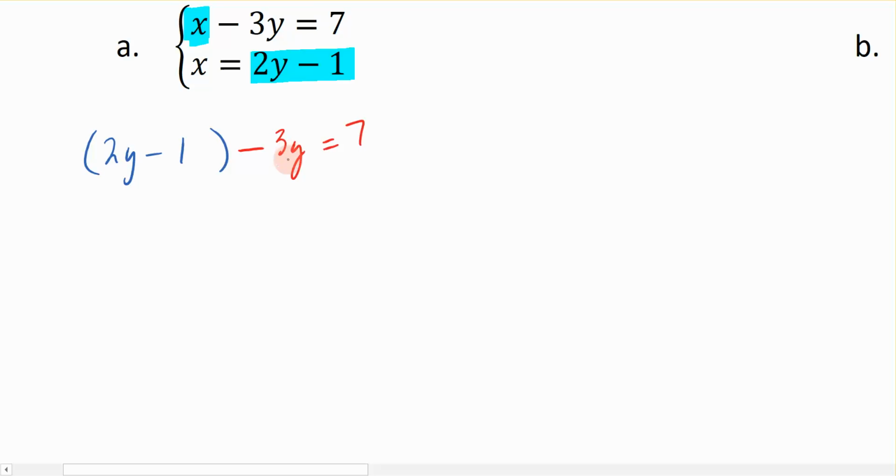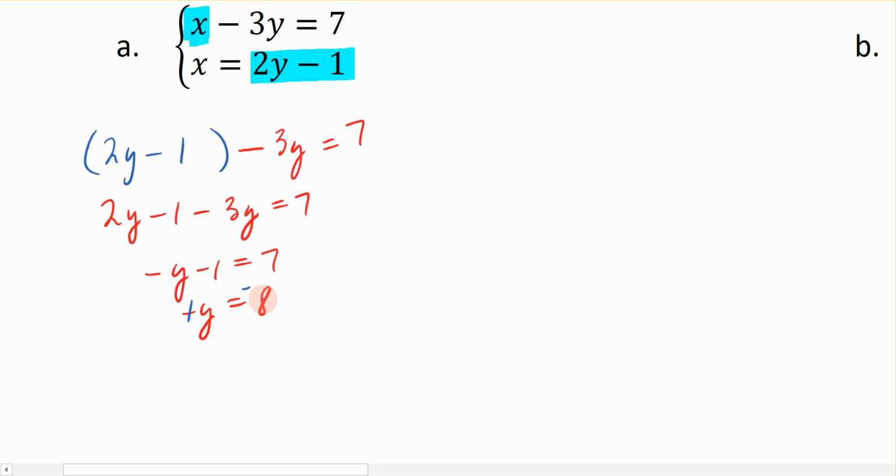So I'm going to get rid of the parentheses and collect like terms. This is simply 2y minus 1 minus 3y is equal to 7. Collecting my y's, I find that we have negative y minus 1 is equal to 7. I am going to add 1 to the right hand side, so negative y is equal to 8. Then I divide both sides by negative 1, so y is equal to negative 8.